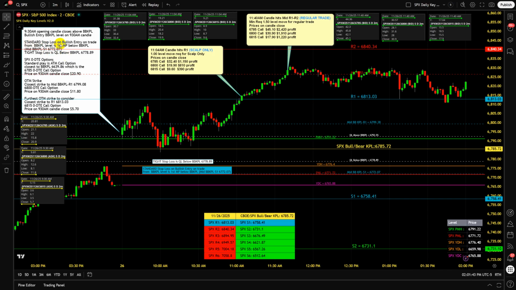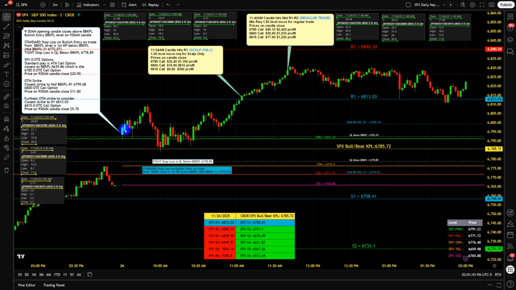The standard stop loss on this bullish entry on a trade from the BBKPL level is the first midpoint below the BBKPL level, which for today is this mid BBKPL S1 67.7207. The tight stop loss is the QL level below the level we're taking the trade from, the BBKPL, so that is this level here. In today's session, neither one of those was ever in jeopardy, so neither was hit.